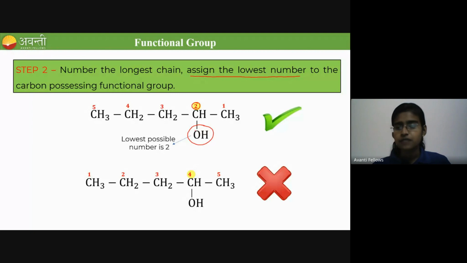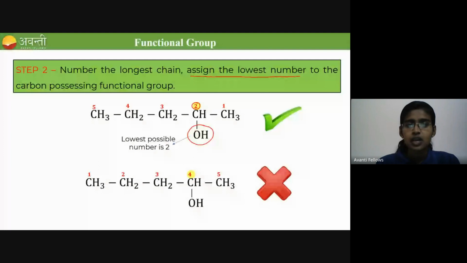So what is the first step? First, we have to identify the functional group. And secondly, we are numbering the longest chain, which has that OH. And the first preference is given to the OH containing carbon.